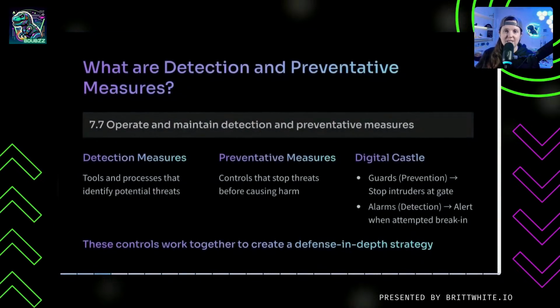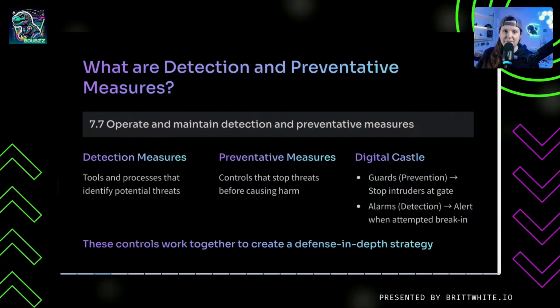Let's start with Objective 7.7 with detection and preventative measures. So what are these detection and preventative measures anyway? Detection measures are tools and processes that identify potential threats, while preventative measures are controls that stop those threats before they cause harm. Think of them like guards and alarms, protecting your digital castle. Guards actively stop intruders at the gate, while alarms alert you when someone's trying to break in. For the CISSP exam, remember that these controls work together to create a defense in-depth strategy, building layers of protection from detection all the way to prevention.